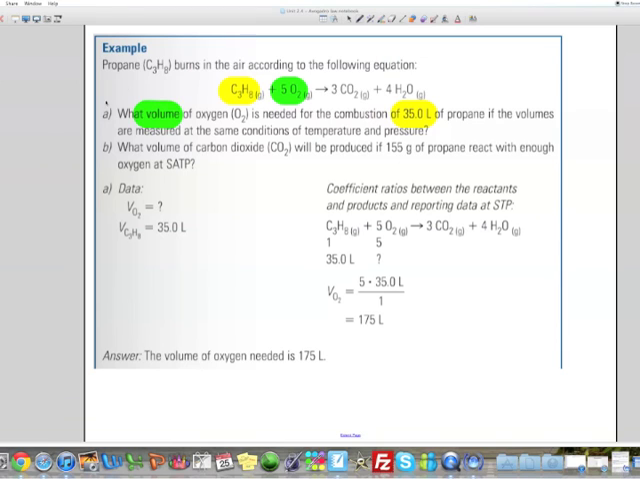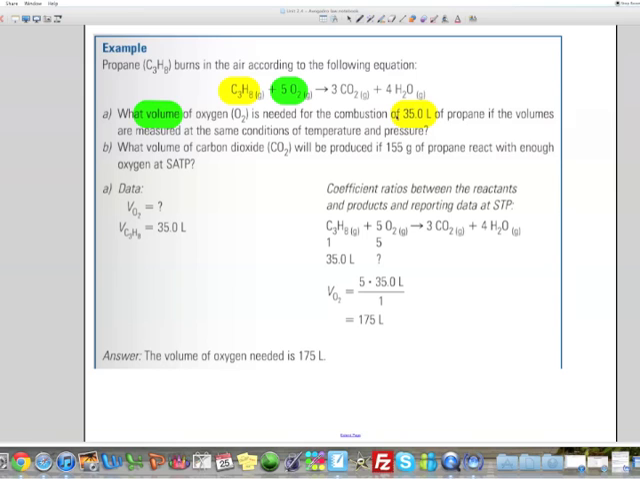Again, here's another example. Propane, C3H8, which by the way is a hydrocarbon, right? Because we have carbon and hydrogen together in the same compound. So propane burns in the air according to the following equation, which you have here. What volume of oxygen is needed for the combustion of 35.0 liters of propane if the volumes are measured at the same conditions of temperature and pressure?